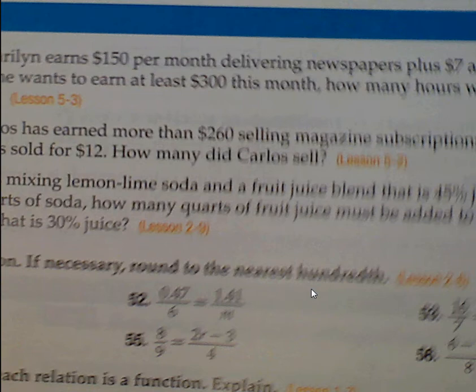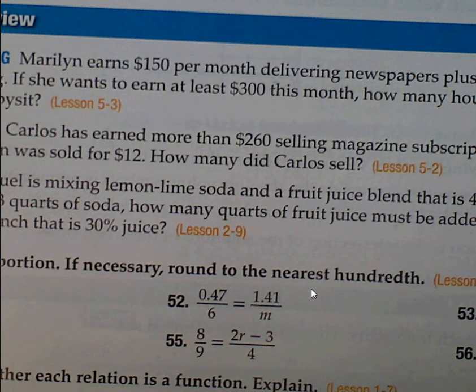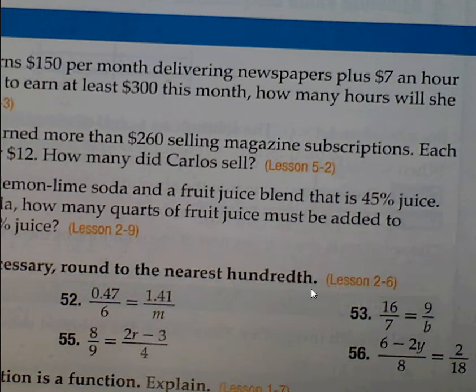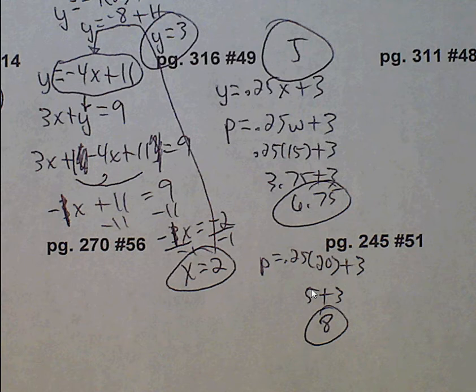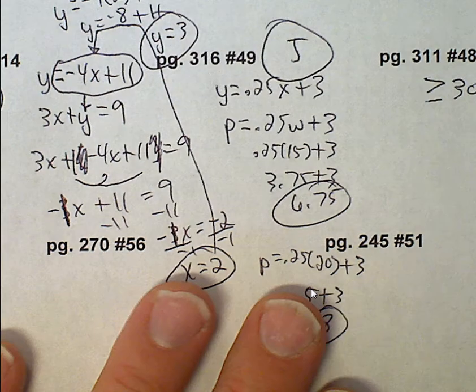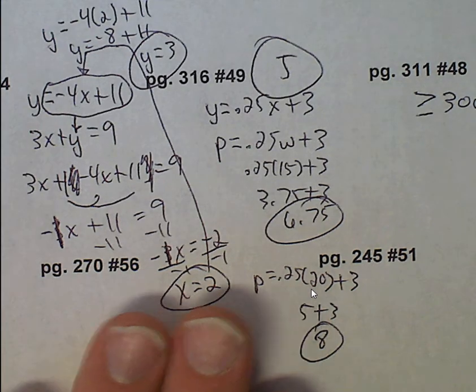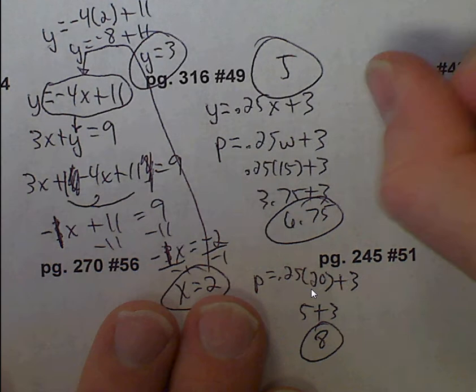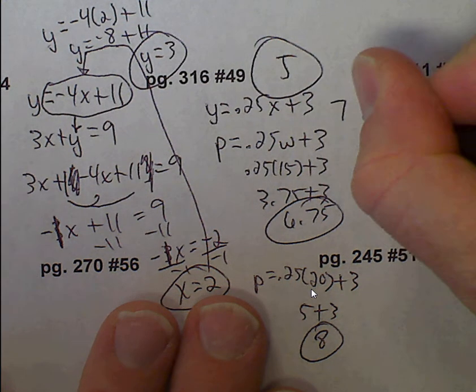Page 311, 48. Marlon earns $150 per month delivering newspapers, plus $7 an hour babysitting. If she wants to earn at least $300 this month, how many hours will she have to babysit? So she wants to earn at least, greater than or equal to $300. Okay? She already earns $150, and she's going to get $7 an hour babysitting.